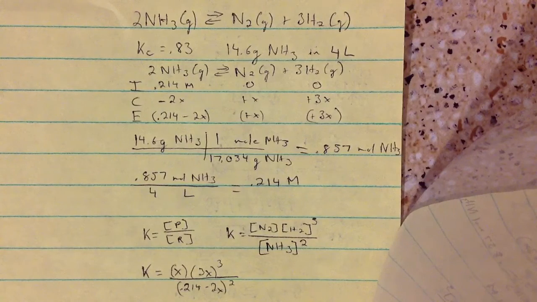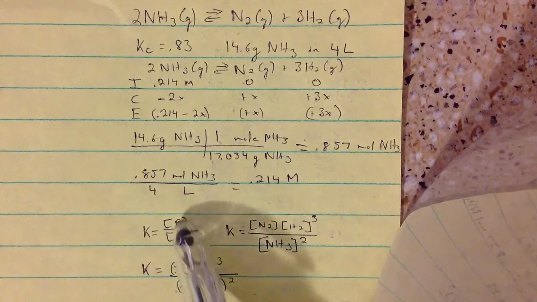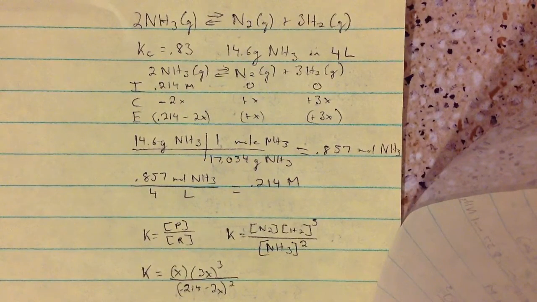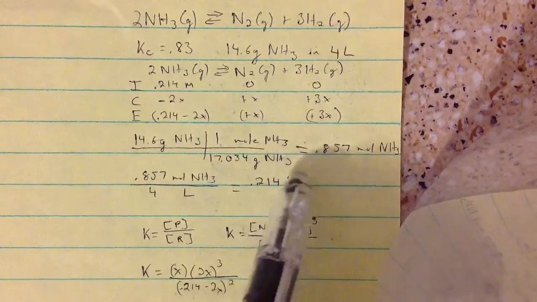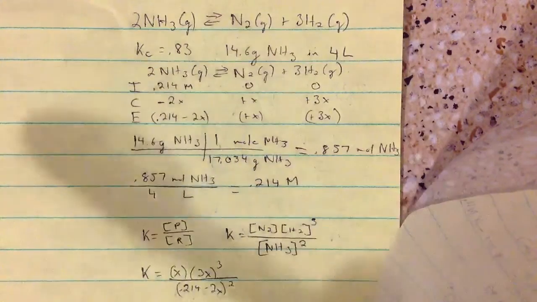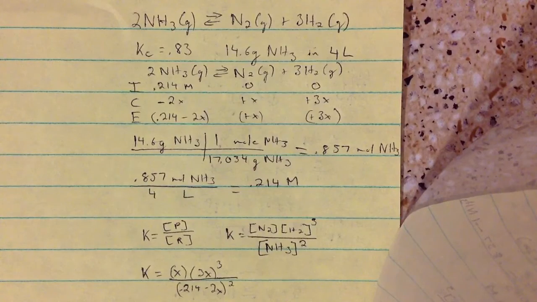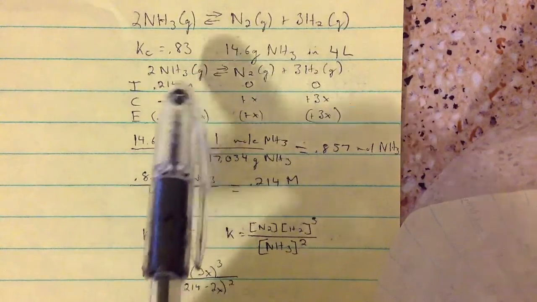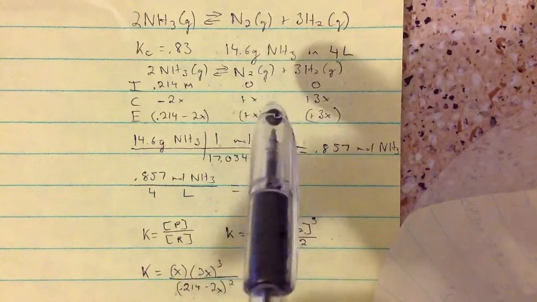If they did give you concentrations of all three, then you actually have to find Q, which is still like K, products over reactants. You plug all your values into Q and determine which direction the reaction goes. So since we have the molarity, we plug that in. Like I said, it's 0 and 0 for these because NH3 is the only one there. For this one, it's pretty obvious that since there's only reactants, it's going to make more products.